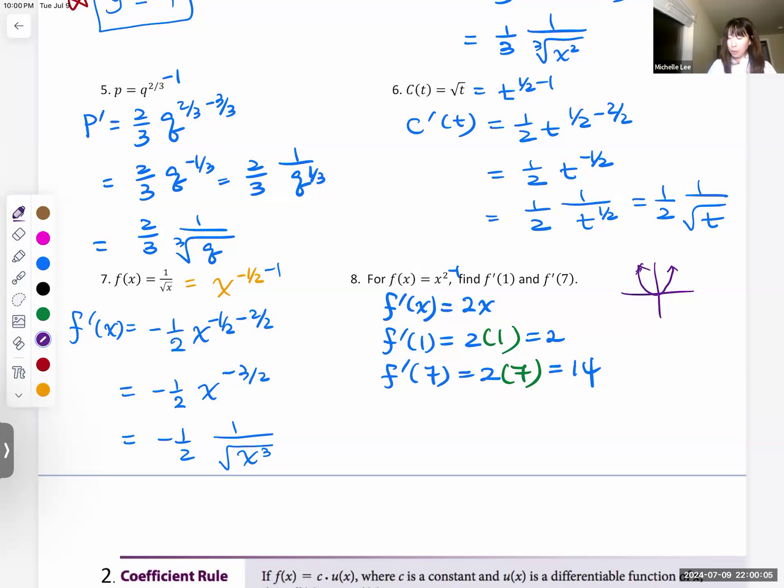Now, f prime of 1 means 1 is here. Then we want to know about the slope, the tangent line, right? So in that case, the slope equal to 2. And when x equal to 7, 7 is about here, let's say that. Then the tangent line is like this. So m equal to 14. Make sense?